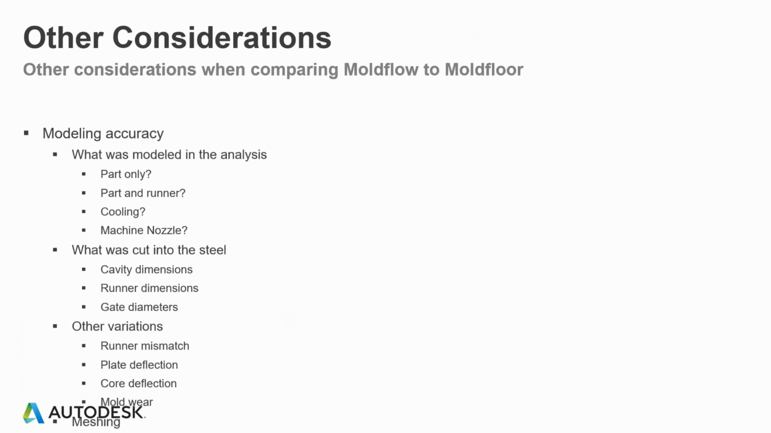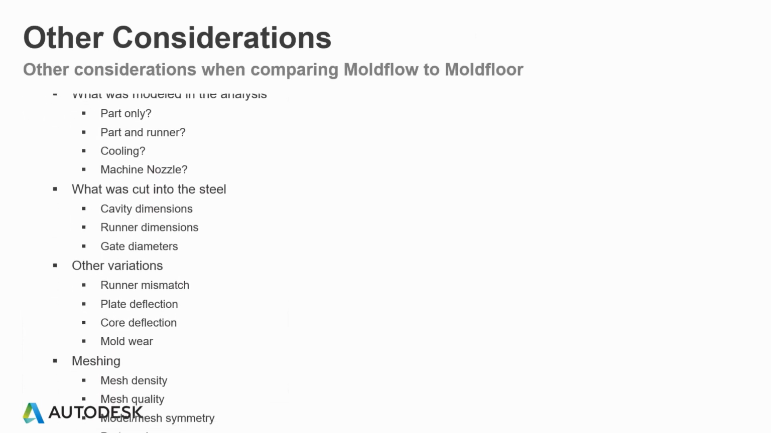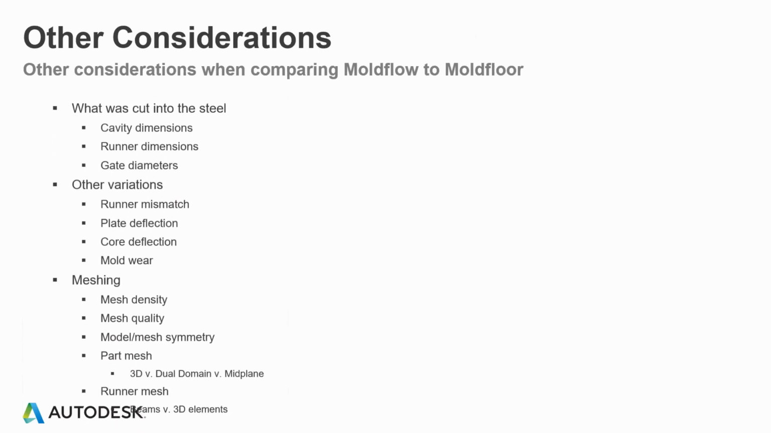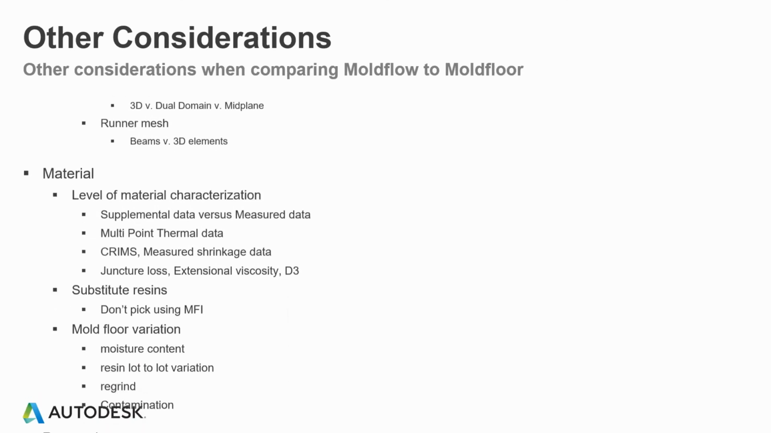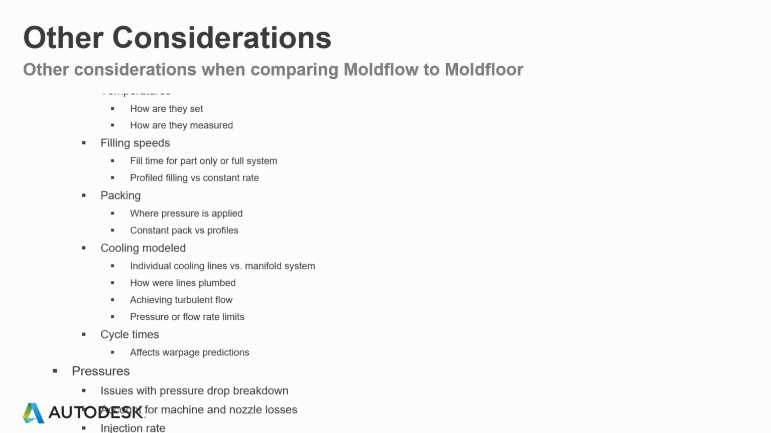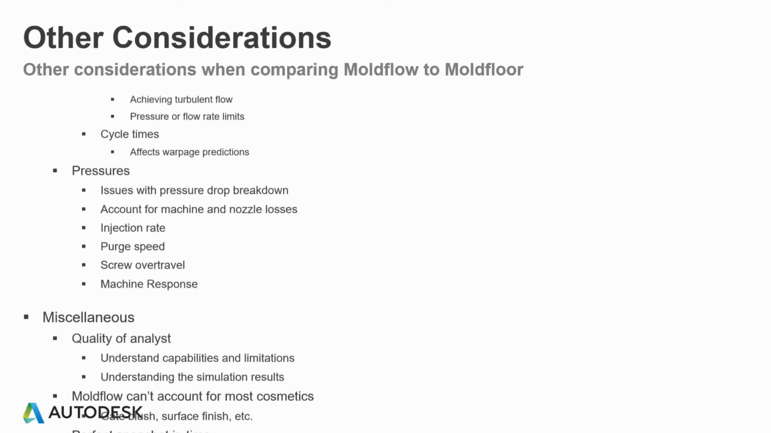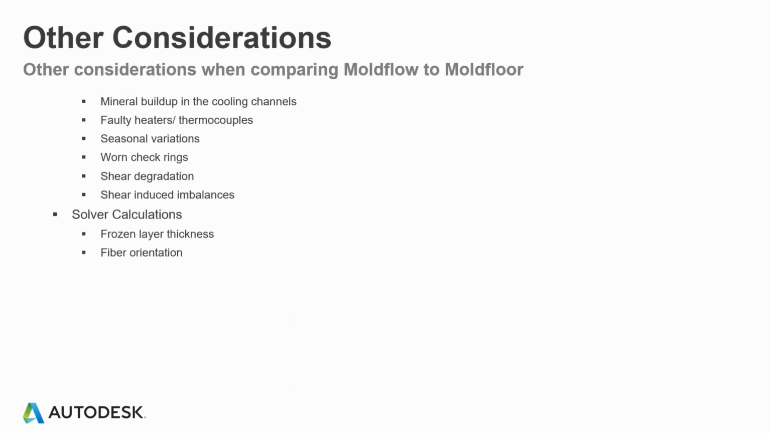So the kind of catch-all here at the end is, what about everything else? We talk about all of the different things that could really factor into this, and they lie in all different arenas. They could be in the simulation, they could be in the material, they could be in the processing. We didn't talk about a number of things, even from the mold floor side, that can skew things.